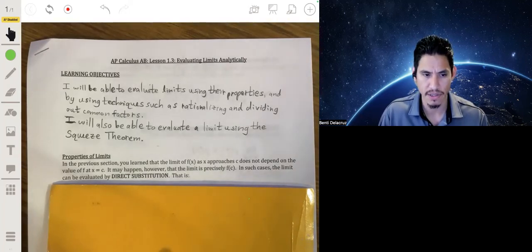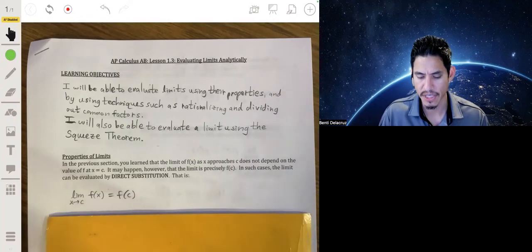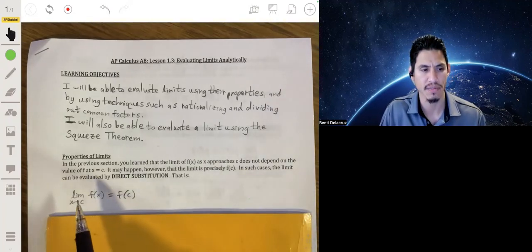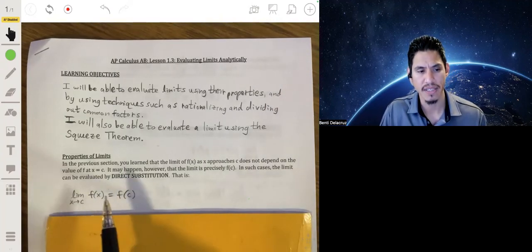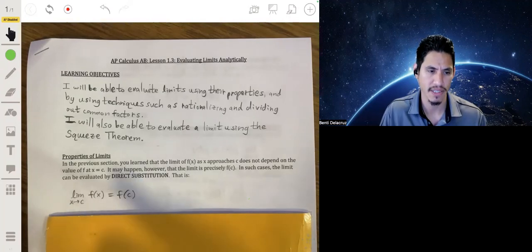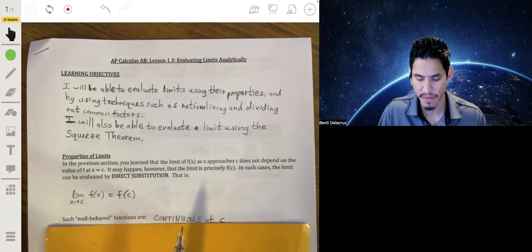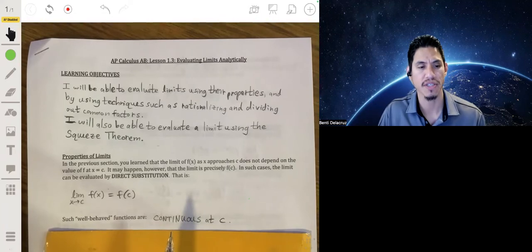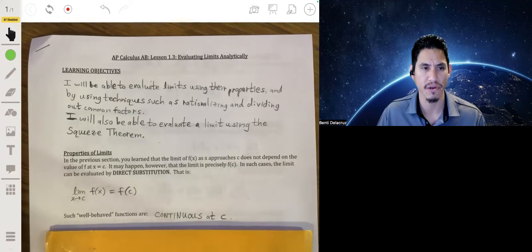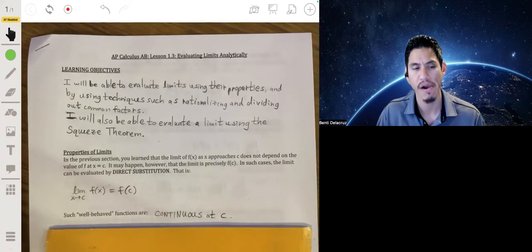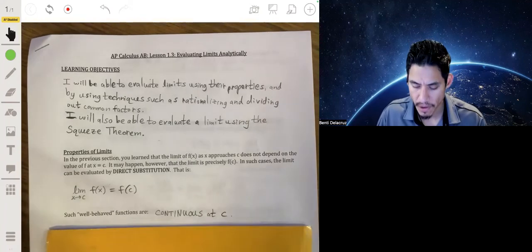And this is basically known as direct substitution. So basically we can say that the limit as x approaches c of f of x is equal to f of c. That's again the ideal situation, because then it means that the function is continuous at c. It doesn't have any holes, doesn't have any gaps, doesn't do any weird asymptotic behavior.